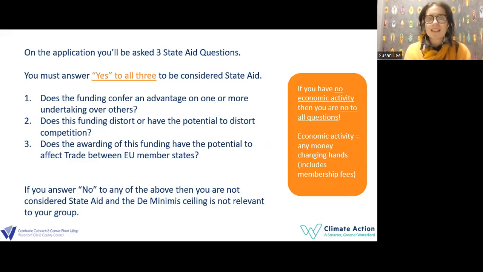But to be considered state aid, you have to answer yes to all 3 of the state aid questions. A good few of you might tick yes to the first one, but you have to tick yes to all 3 for the state aid rules to start applying.